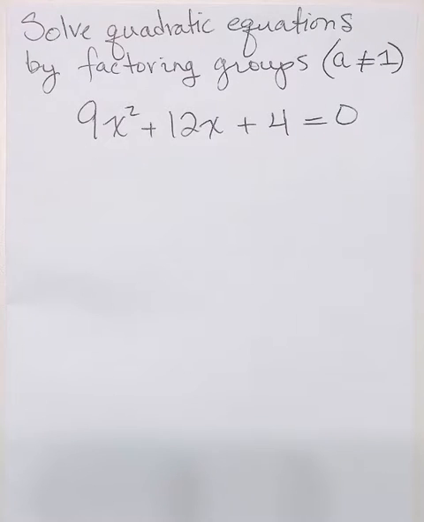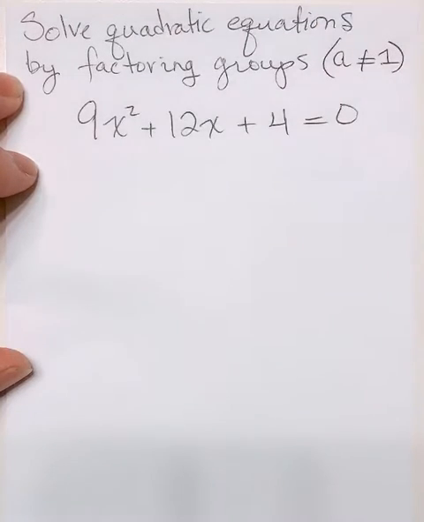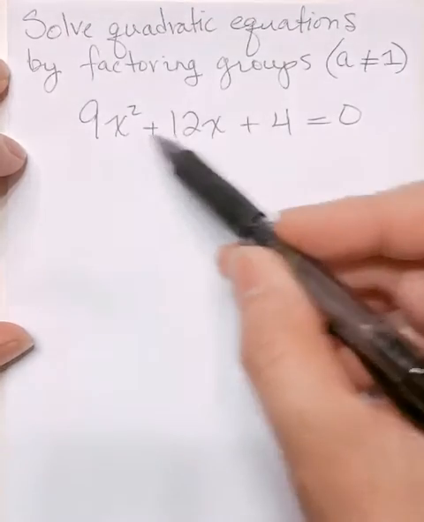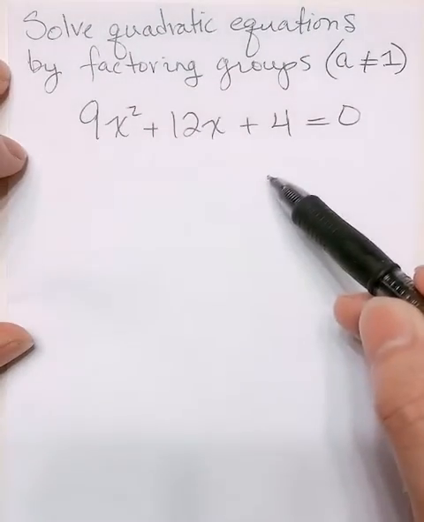Hello students, so here's an example where you can solve quadratic equations by grouping when your leading coefficient is not a 1. If you notice, this leading coefficient is a 9. I'm going to show you the method I call factor by grouping, or factoring by groups. Notice here you have a 3-term polynomial. Well, our job here is to split it into 4 terms.